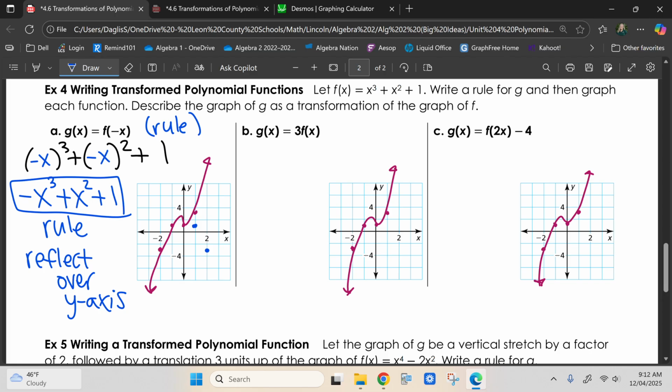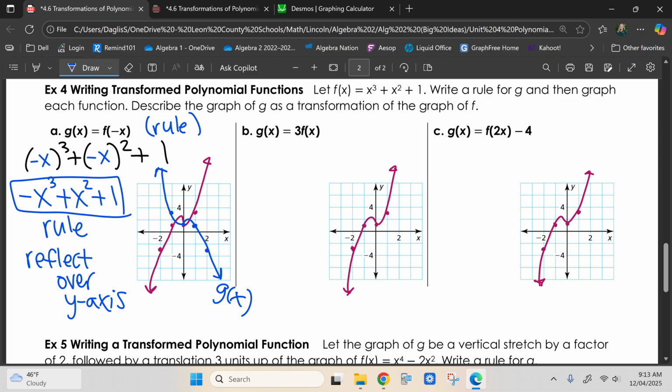My y-intercept, is it going to change? My x is 0. What's -0? Still 0. All right. This lovely point was 1, 3. So now I'm going to plot -1, 3. And then, so it reflects nicely over the y-axis. There's my g.